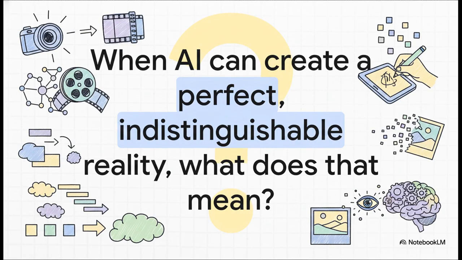And all of this leaves us with a pretty fascinating question to think about. As this technology gets better and easier to use, we are rapidly getting to a point where AI can generate a reality that is completely indistinguishable from our own. So what does that mean for photography, for film, for the very nature of what we even consider to be real? Definitely something to think about.